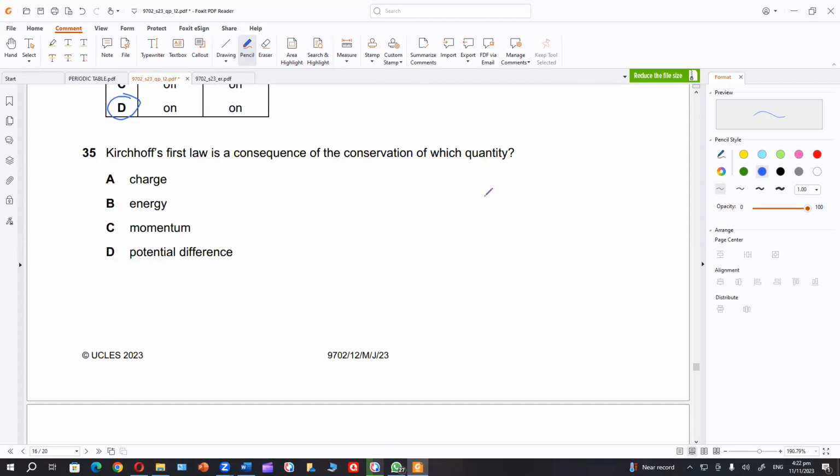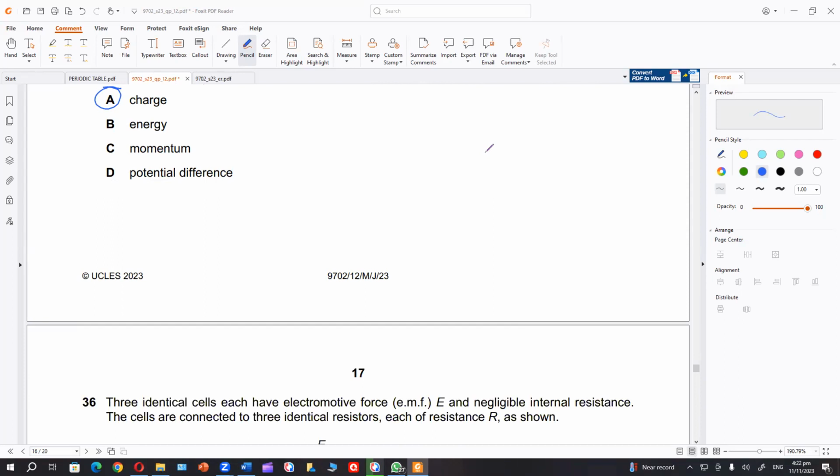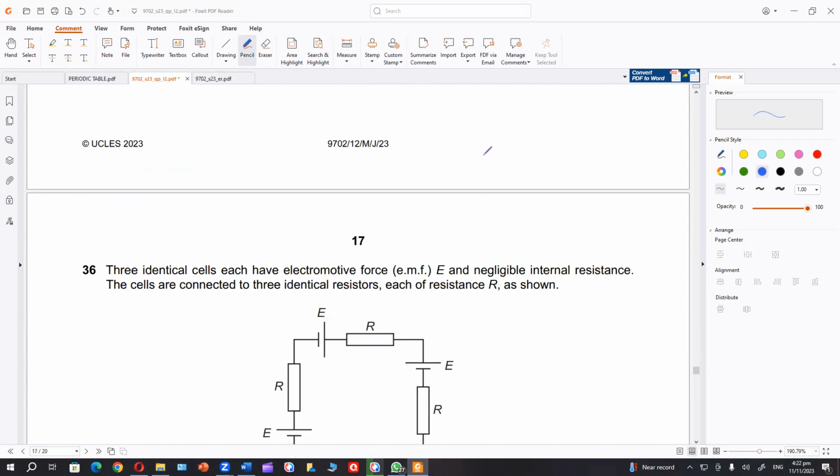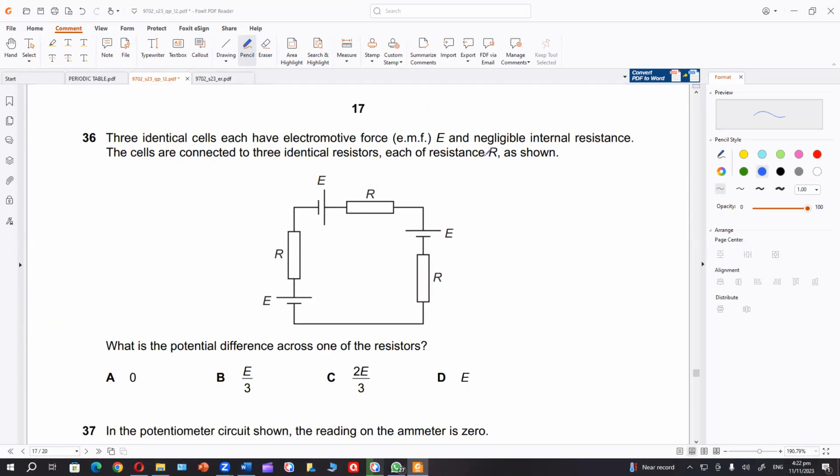Kirchhoff's first law is a consequence of the conservation of which quantity? It's a memory question. Kirchhoff's first law is conservation of charge. Yes, good. Conservation of charge. Now look at this question. It looks like a Kirchhoff question.